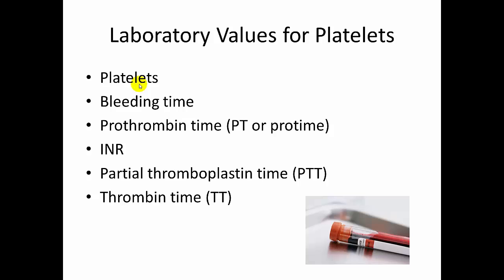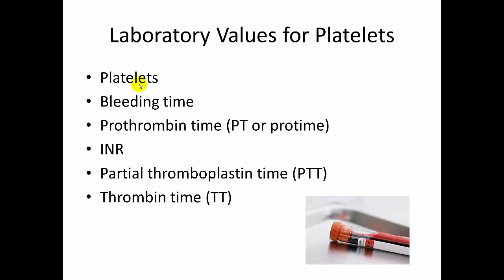And the thrombin time is checking whether fibrinogen is converting to fibrin. So remember that fibrinogen is your clotting 1 factor, and it converts to fibrin, and it makes those long stringy fibers that form the base of the clot. So that's what thrombin time does.